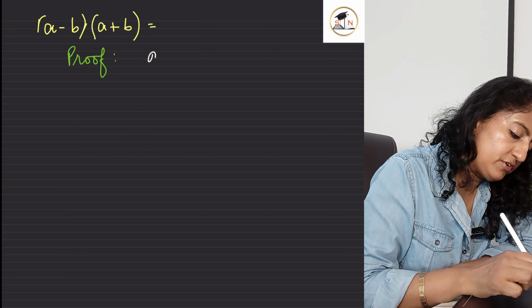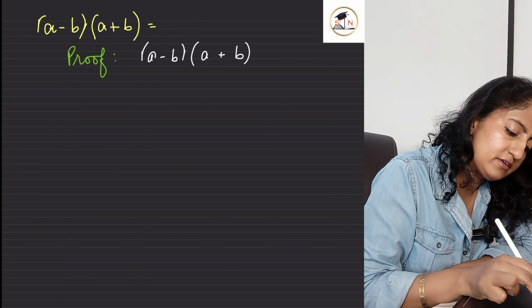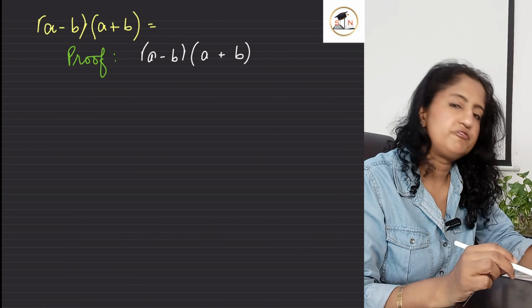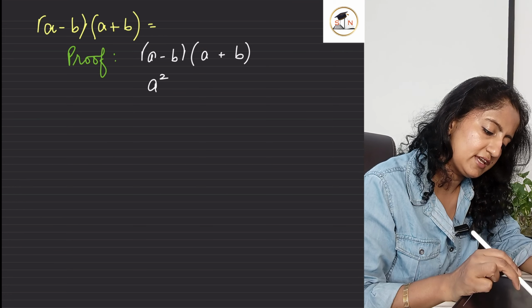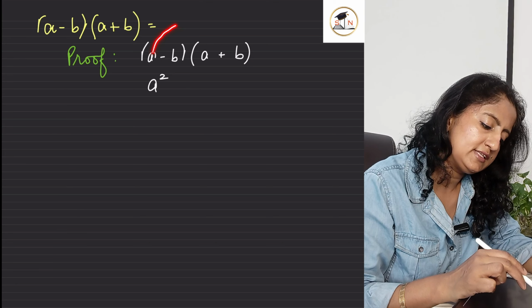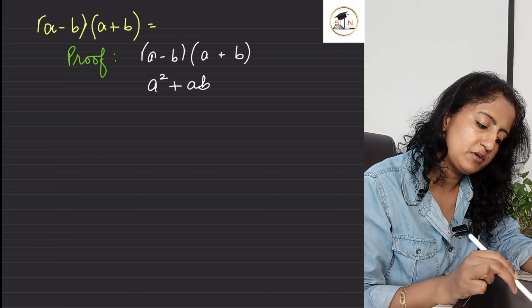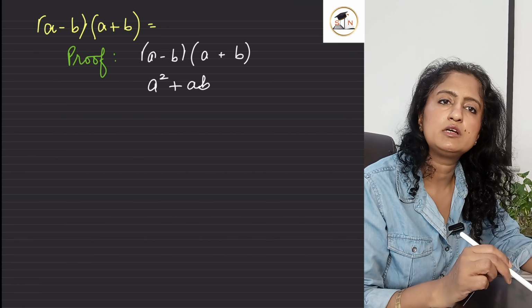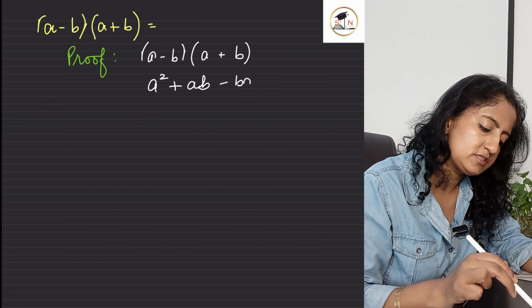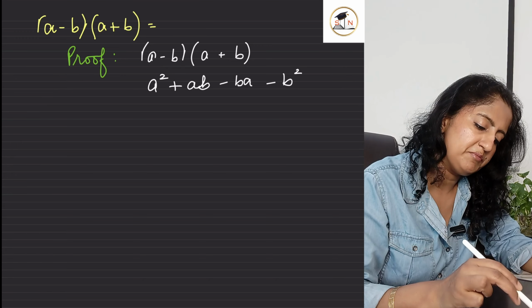When we talk about proof, we just write the identity and we expand like a binomial into binomial, right? So let's start with it. First, we are going to multiply a with a, and that gives us a square. Then this a with the b, and that gives us plus ab because both were positive. After that, minus b with a. Now one term is negative, so we will have minus ba, and lastly we will multiply minus b with b, and that gives us minus b square.